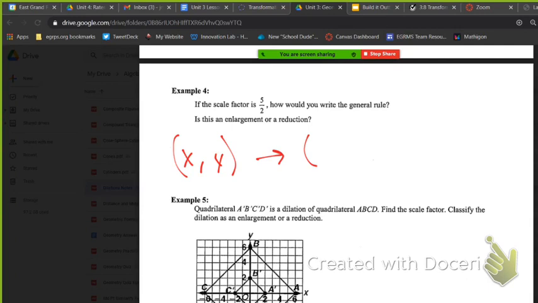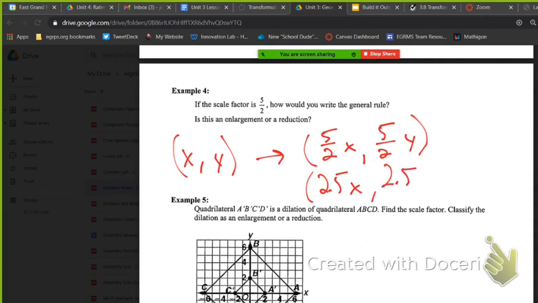Get from 3 to 6. Okay. Let's just look at my example 4. What's my rule here? 2.5 x and 2.5 y. Yeah, 2.5x, 2.5y. I prefer to just rock that fraction, but they're both the same. Maybe it's easier for you to multiply by the decimal, right?